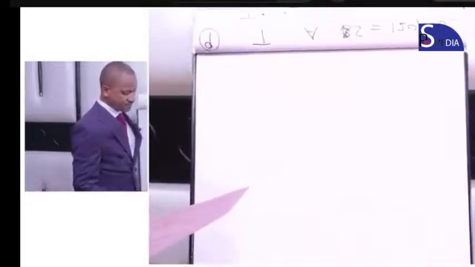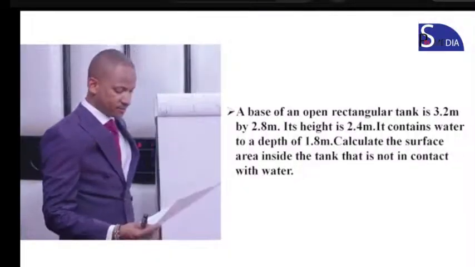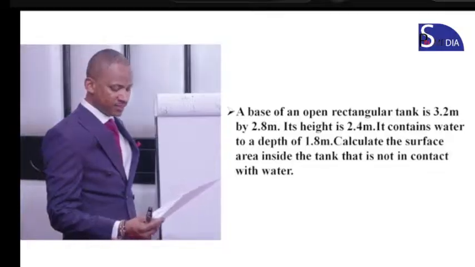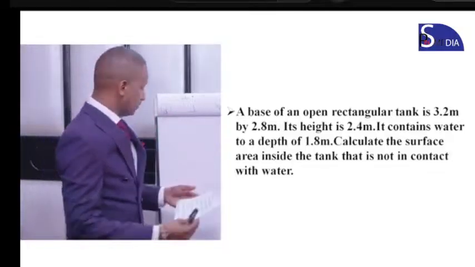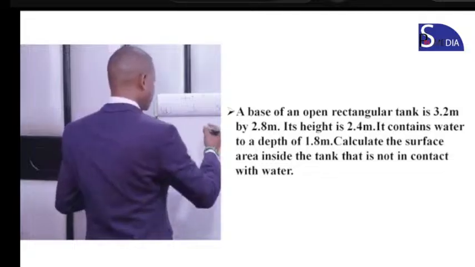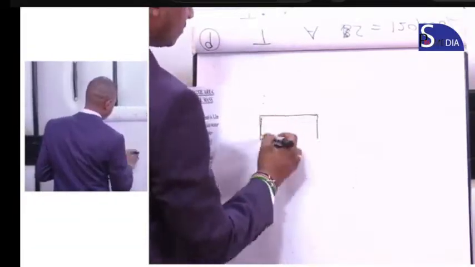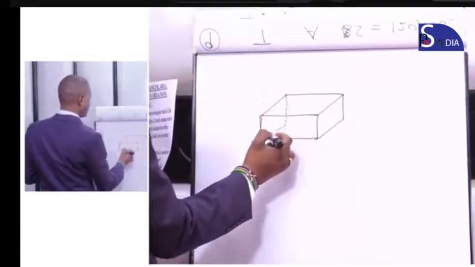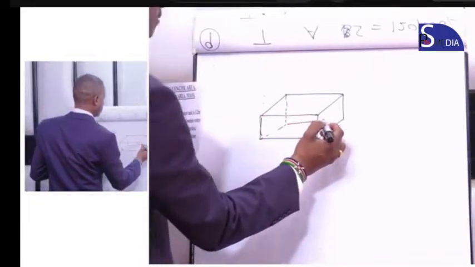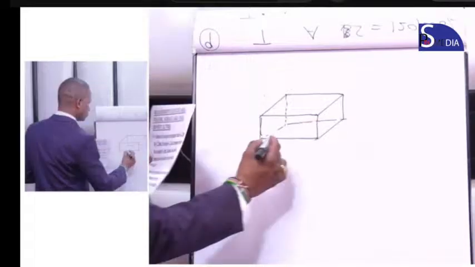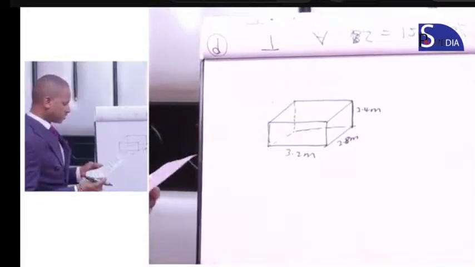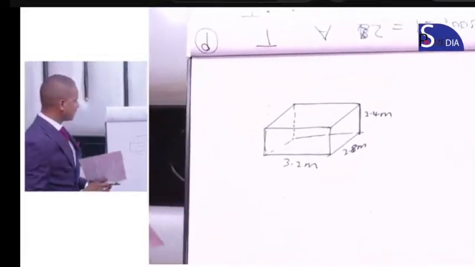Mass, length, area, volume, surface area. Its height is 2.4 meters. Be very keen with such questions. So you are told that a base of a rectangular tank is 3.2 meters in length. It contains water to a depth of 1.8 meters.